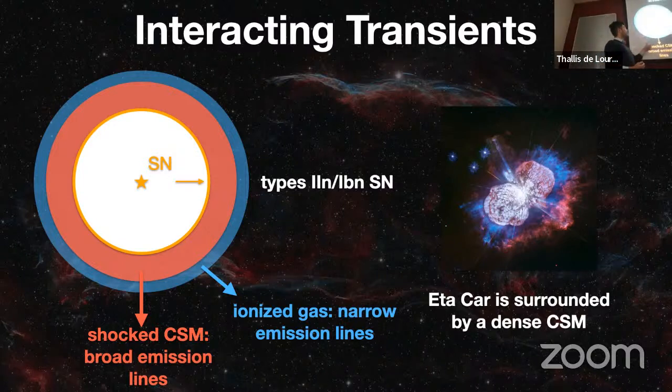So the shocked circumstellar material will generate these broad emission lines that we observe. This will hit the gas around it, and the heated, ionized gas will produce these narrow emission lines that give name to the type 2N supernovae and the type 1BN supernovae. The type 2Ns are the ones with hydrogen-rich circumstellar material, so we see the narrow emission lines of hydrogen. The type 1BN supernovae are in helium-rich circumstellar material, so we see these emission lines of helium.